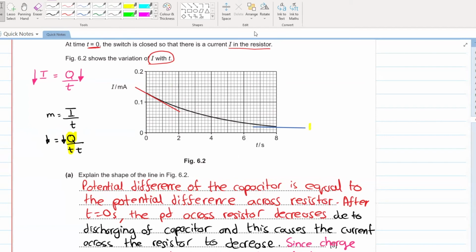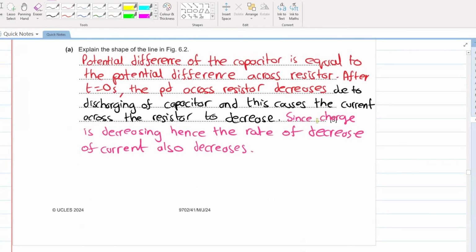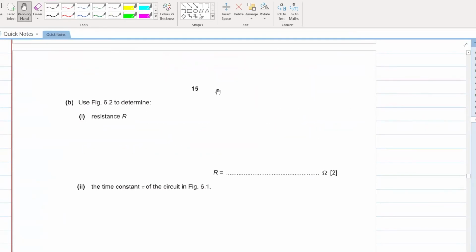I have phrased this in a word format. What I have said is: since charge is decreasing, hence the rate of decrease of current also decreases. Clear हो गई बात अब.